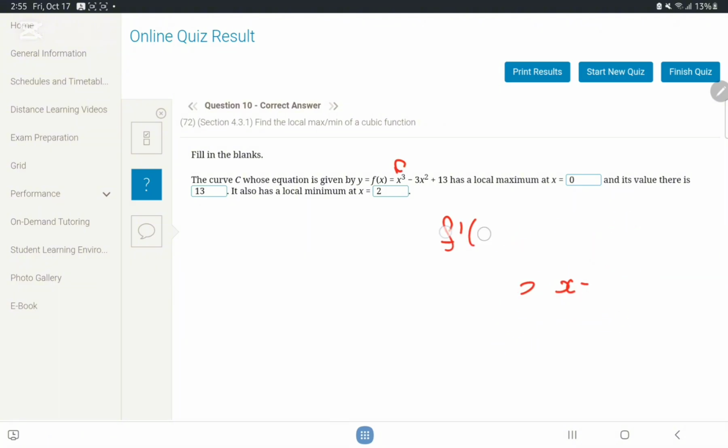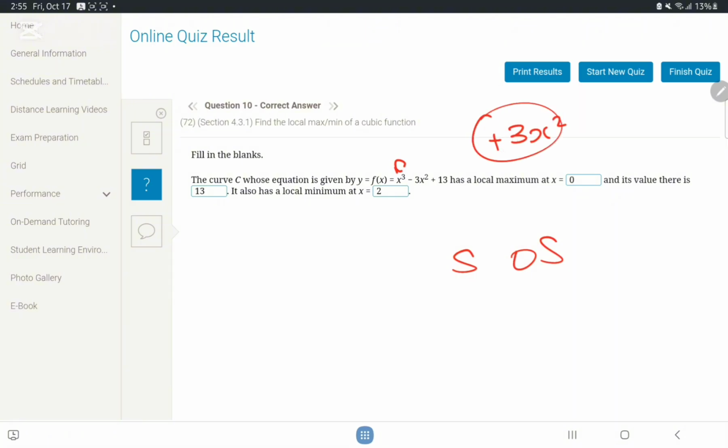Now you need to know if it's a local maximum or minimum. The sign of the derivative follows the biggest term, 3x squared, which is positive. So it goes increase, decrease, increase. With 0 and 2 in ascending order, you will have a local maximum at 0 and a local minimum at 2.